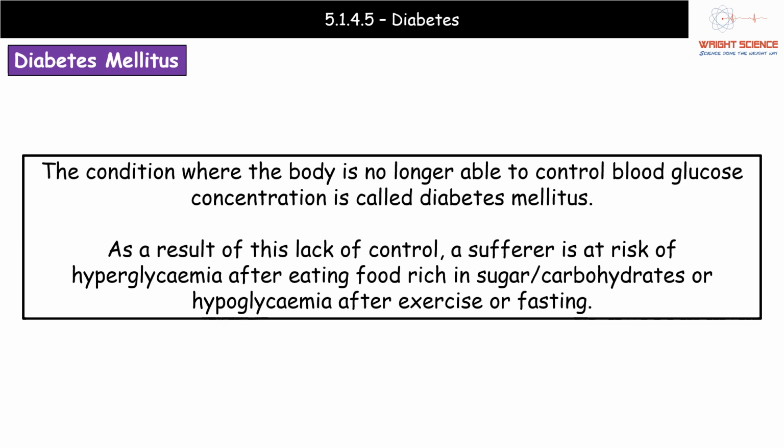First thing, let's understand what diabetes mellitus actually is. Quite simply, it's a condition where the body is no longer able to control the blood glucose concentration. Because of this lack of control, anyone suffering from diabetes mellitus is at greater risk of hyperglycemia once they've eaten foods, particularly those rich in sugars and carbohydrates. On the flip side, they're at greater risk of hypoglycemia after exercise or a period of fasting.